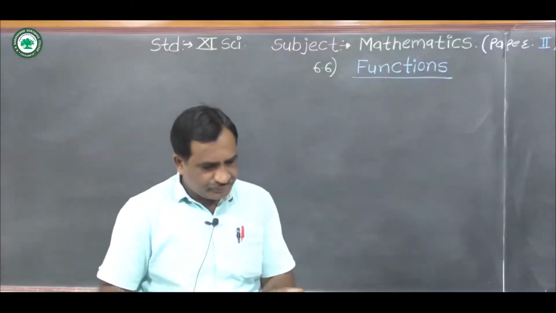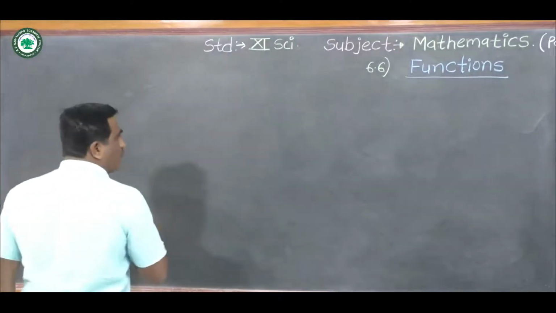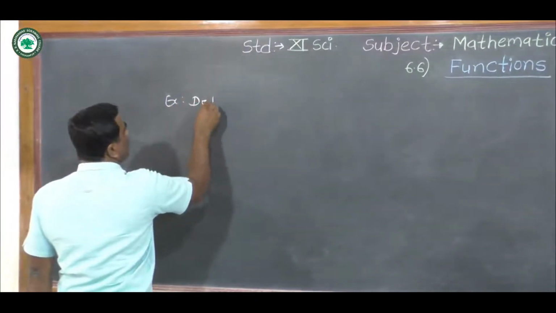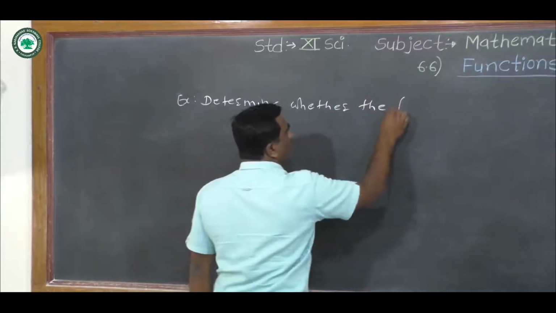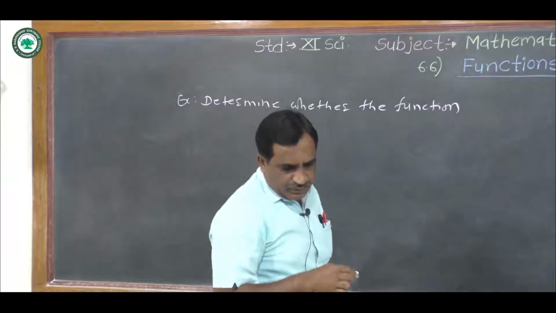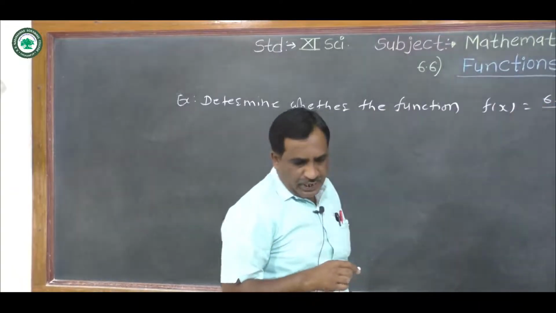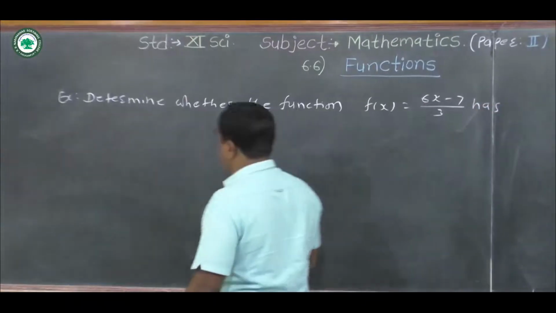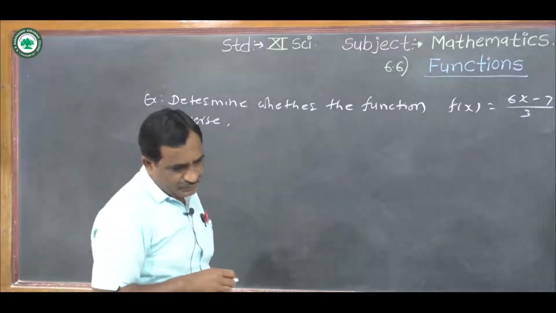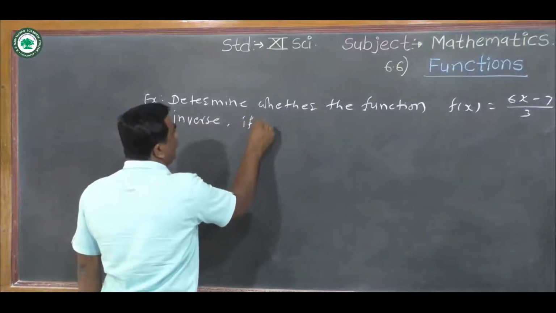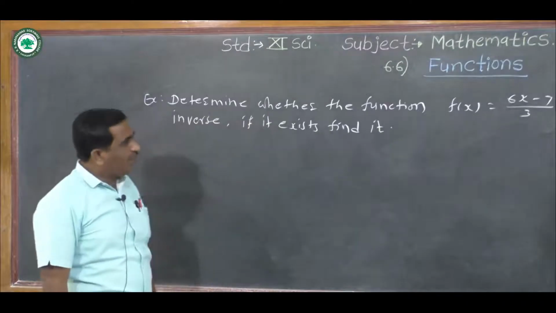Now the first example is: determine whether the function f of x equal to (6x minus 7) upon 3 has an inverse, and if it exists, find it. Okay, now we have to find the inverse of function f of x.